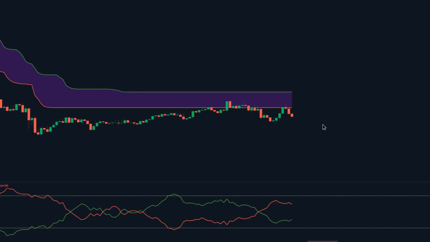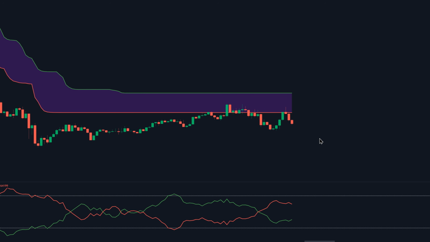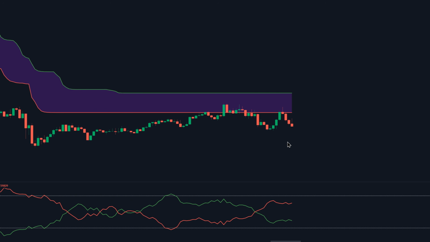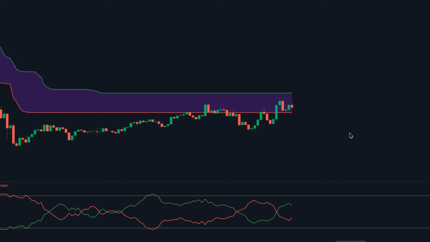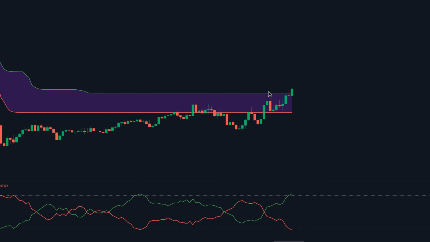The second condition is to identify a shift in market trend from bearish to bullish. To do that, we're gonna let the market play out until a price candle breaks and closes above this trend cloud. This breakout above the trend cloud indicates a potential shift in market trend from bearish to bullish.